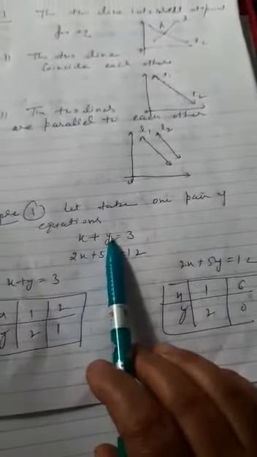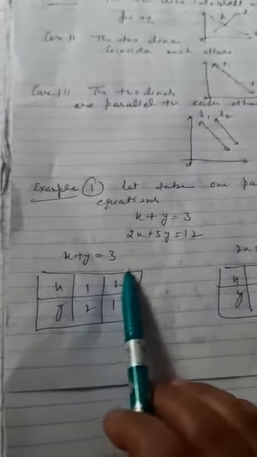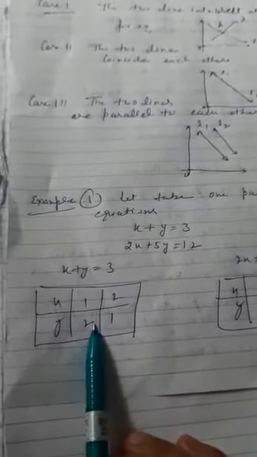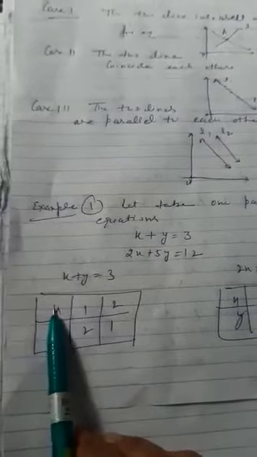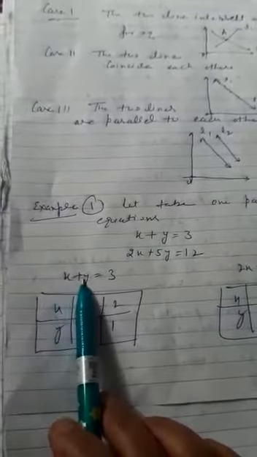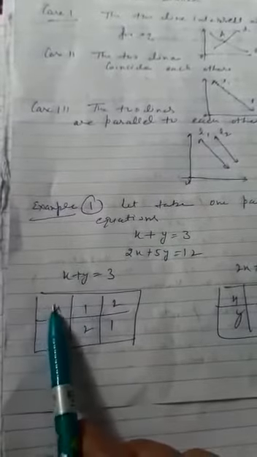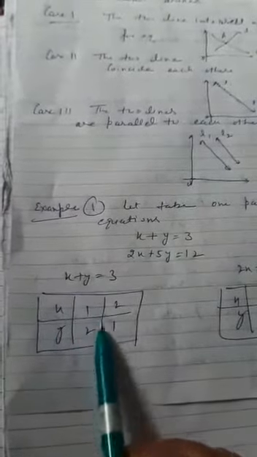For example, I have taken one pair of equations. First equation is x plus y is equal to 3. Second is 2x plus 5y is equal to 12. First, we take x plus y is equal to 3. You find the solution, you know how to find it from 9th class. If you take the value of x as 1 and put it in this equation, you get the value of y is 2. Similarly, you put x is 2, you get the value of y is 1. This is the solution of this equation.